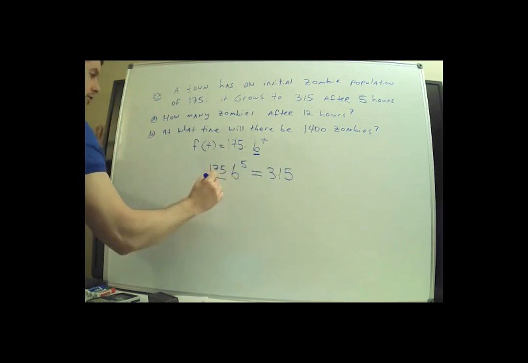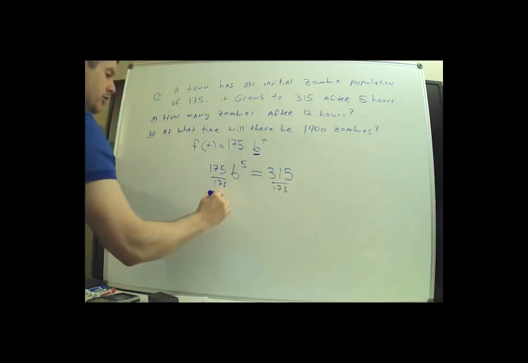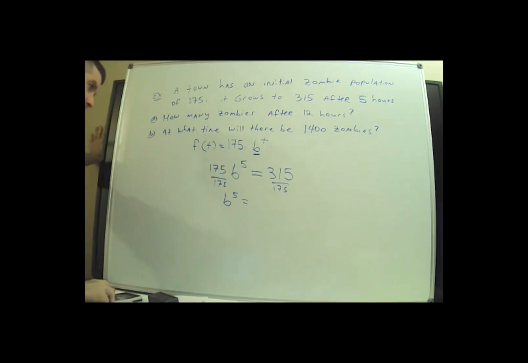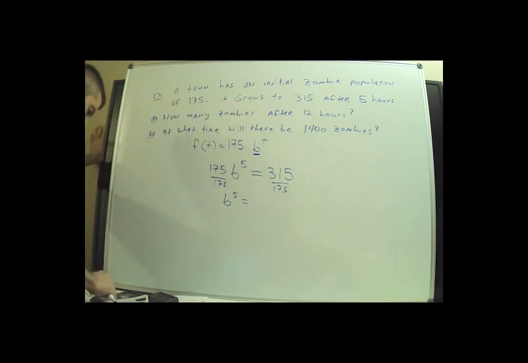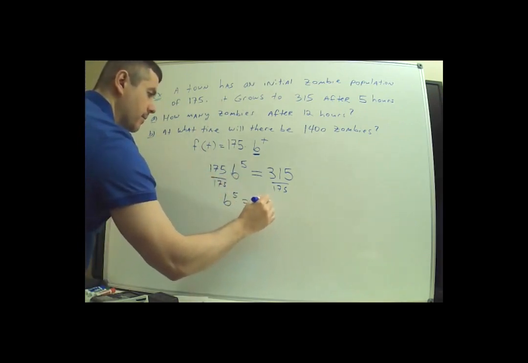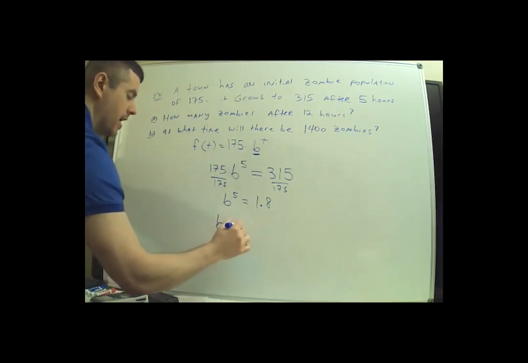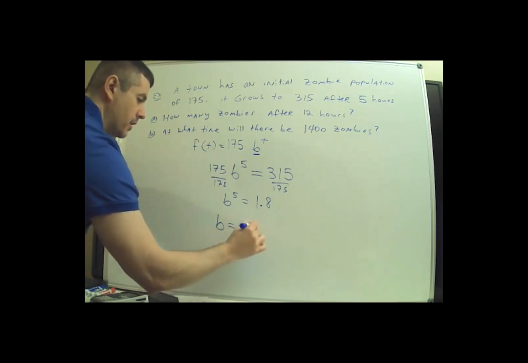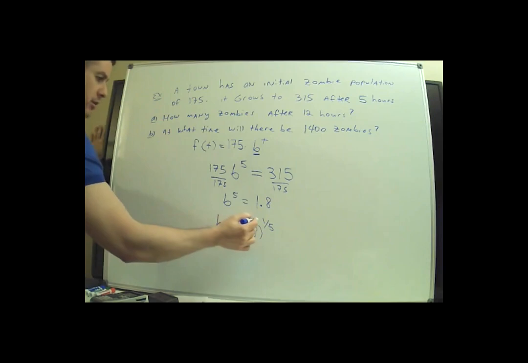So now I'm going to divide both sides by 175. So you get b to the 5th. You're going to do 315, which is what it grows to, divided by what it started with, which is 175. So I get 1.8. Now, how do you solve for b? I showed you this in the very beginning. I need to do 1.8 to the 1/5 power.